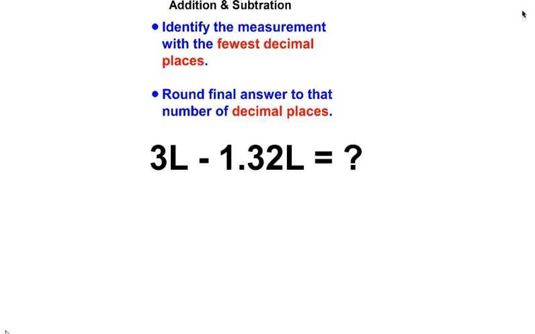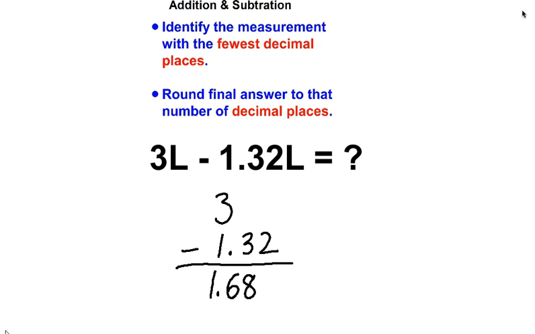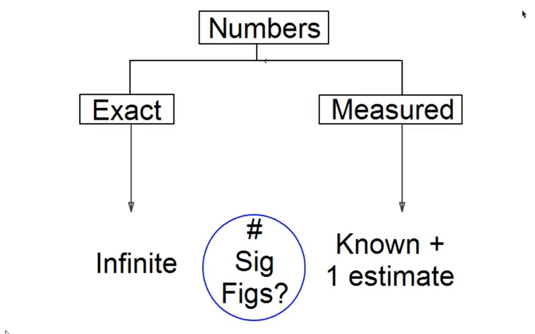In the case of the next example, we've got a whole number in 3 liters, meaning that our final numeric answer will need to be rounded to the whole number. Again, to clarify, using decimal places for addition and subtraction, and the number of significant figures for multiplication and division.